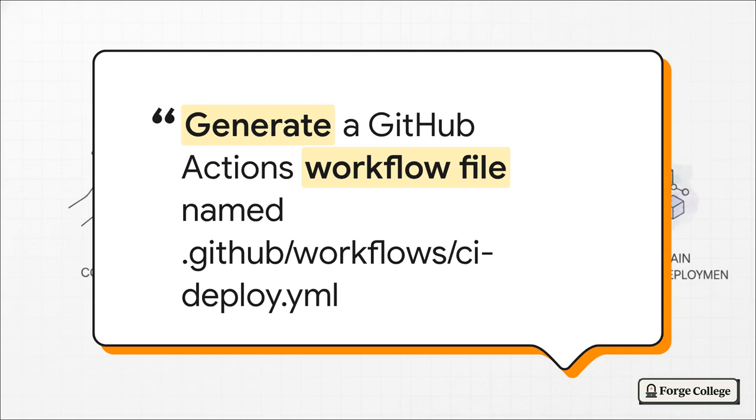You can use this exact prompt with your favorite AI. Generate a GitHub Actions workflow file named ci-deploy.yml that triggers on push, installs dependencies, runs unit tests, and uses repository secrets. Just like that, the AI will instantly generate the initial YAML configuration instruction manual for your robots. Seriously, you don't ever have to start from a blank page again.